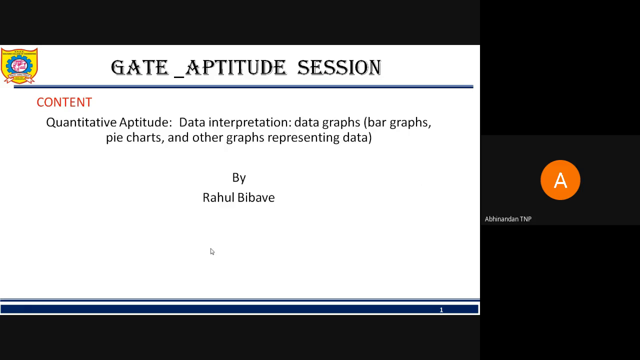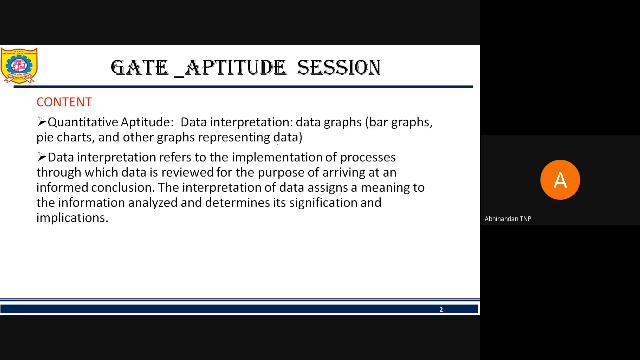So, today's topic of discussion is data interpretation. Basically, some questions are asked on the basis of data interpretation in GATE, and those questions are really simple. You just have to observe the given graph, or the given data analysis, and answer the following questions.